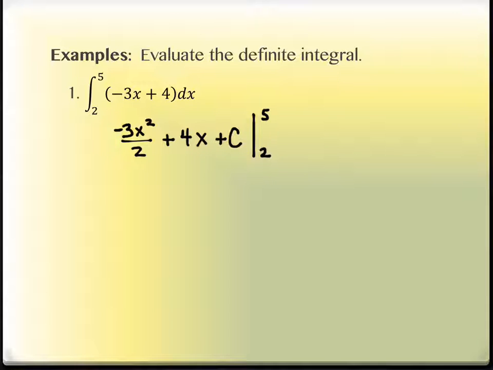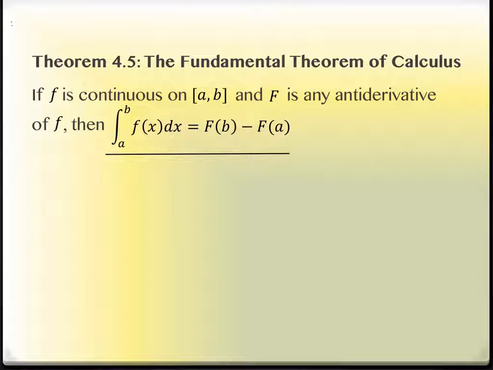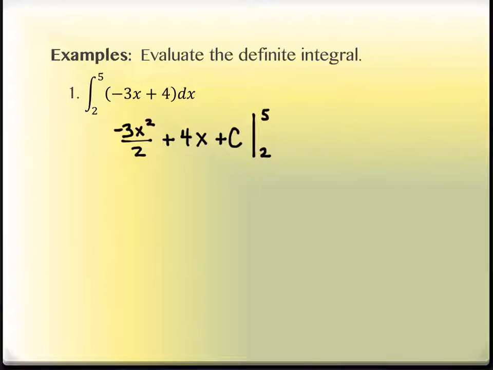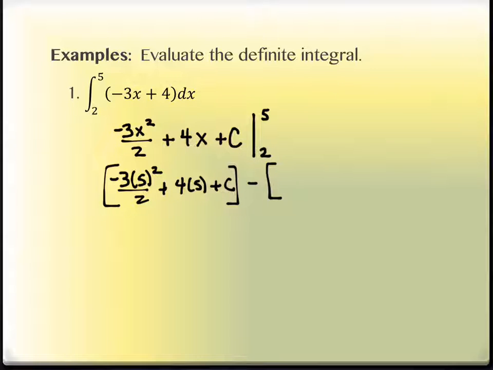Our fundamental theorem of calculus says take the antiderivative. That's what these capital F's are. And then it says to evaluate it at the limits of integration. So we're going to plug the 5 in first. We have negative 3 times 5 squared over 2 plus 4 times 5 plus c. And all of that is going to subtract the next piece. Then you have negative 3 times 2 squared over 2 plus 4 times 2 plus c.